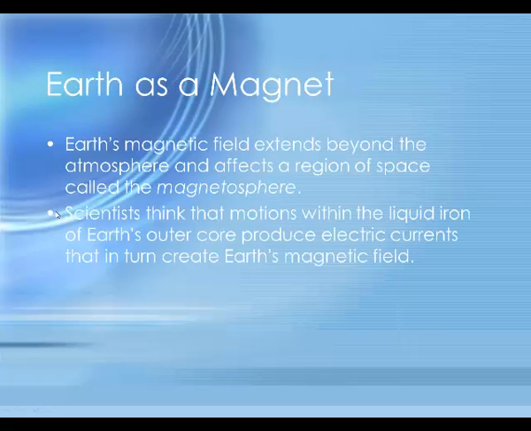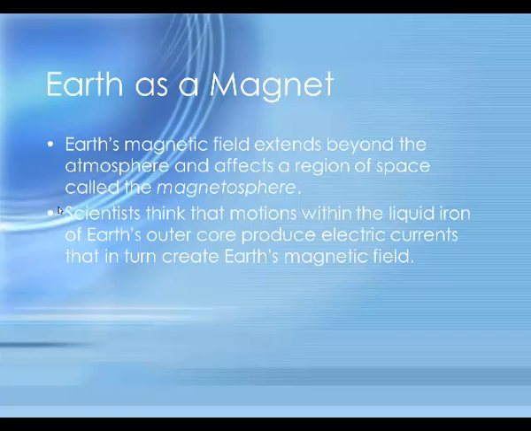Our planet also has magnetic properties. Earth's magnetic field extends beyond the atmosphere. It affects a region of space called the magnetosphere. This magnetosphere helps to produce the northern lights that we have on our planet. Scientists think that the motions within the liquid iron of the Earth's outer core help to produce some electrical currents. And as those currents are created, it creates this overall magnetic pole.